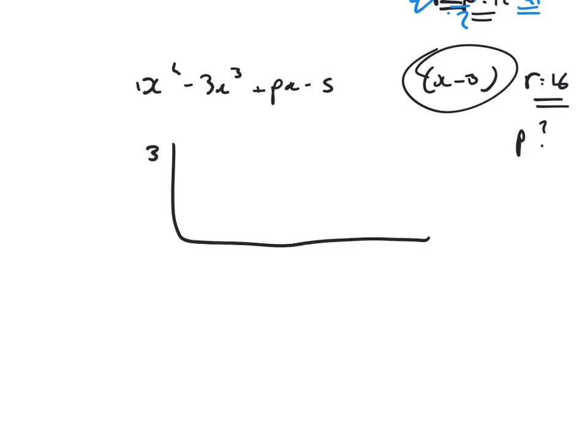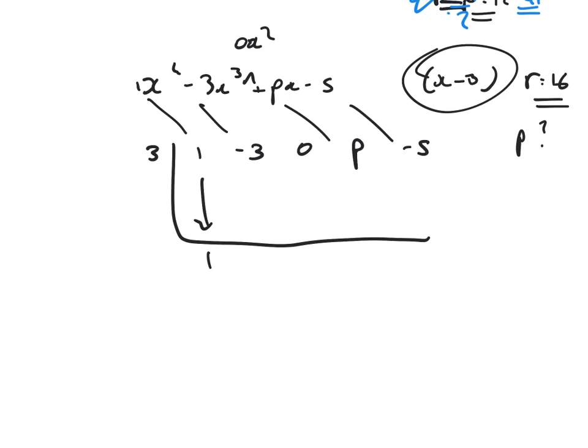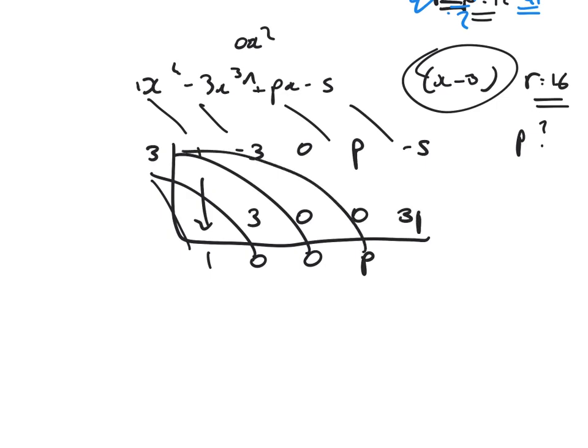I've got coefficients of 1, minus 3. There is a 0 x squared coefficient, followed by p and minus 5. I'm going to drop the 1 down. 1 times 3 is 3. 3 minus 3 is 0. 0 times 3 is 0. 0 plus 0 is 0. 0 times 3 is 0. 0 plus p is p. p times 3 is 3p.